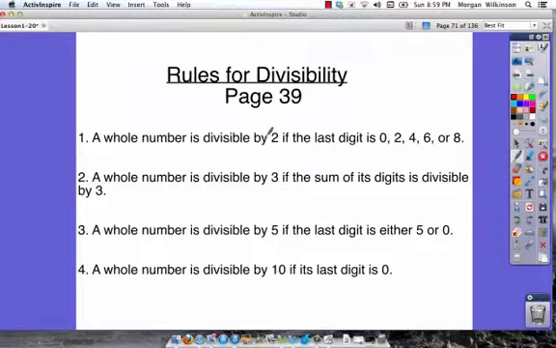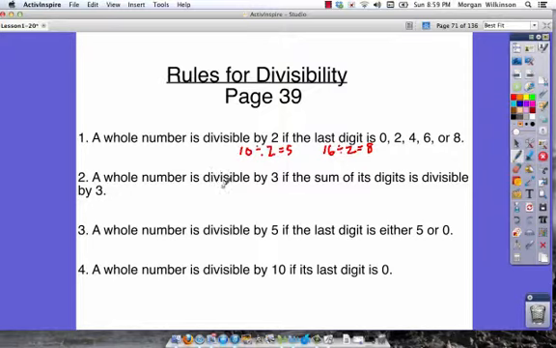Number 1 says a whole number is divisible by 2 if the last digit is 0, 2, 4, 6, or 8. So say we have something like 10 divided by 2. 10 divided by 2 is equal to 5. So 10 is divisible by 2 because it ends in a 0. This works with all even numbers. Say we had 16 divided by 2. 16 divided by 2 is equal to 8 because it ends in a 6. So any number ending with a 0, 2, 4, 6, or 8 is going to be divisible by 2.